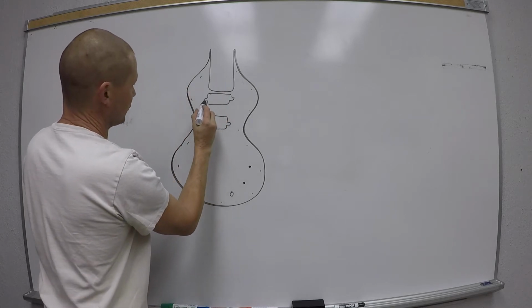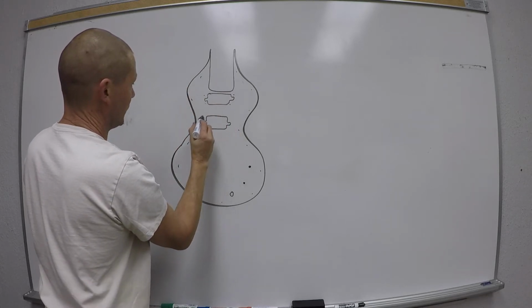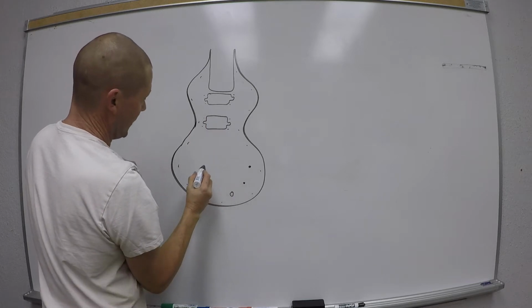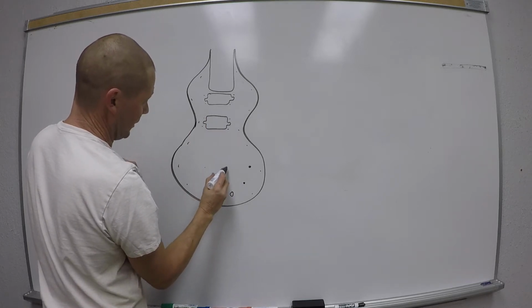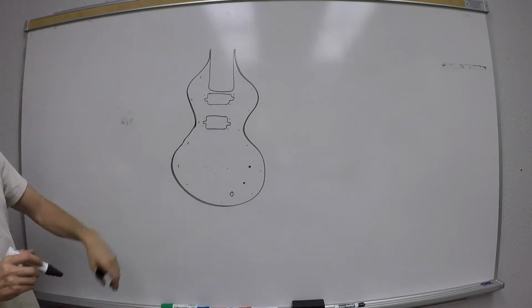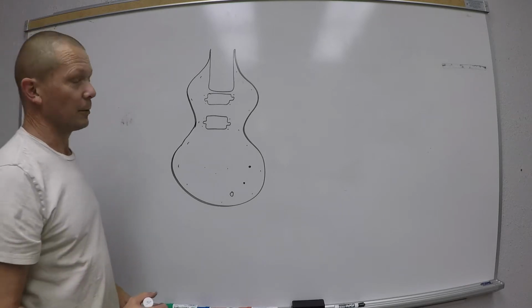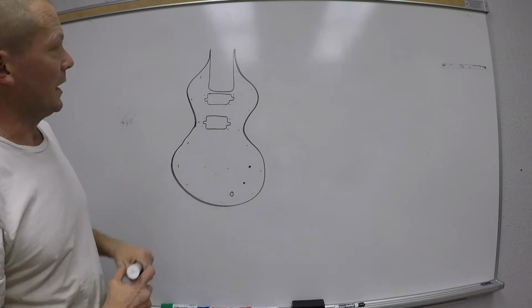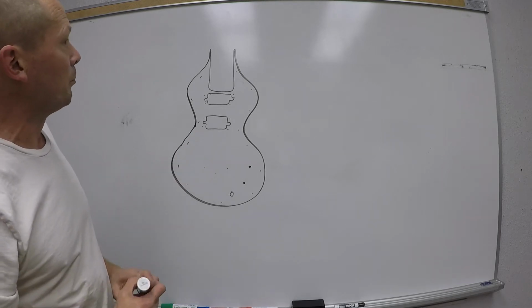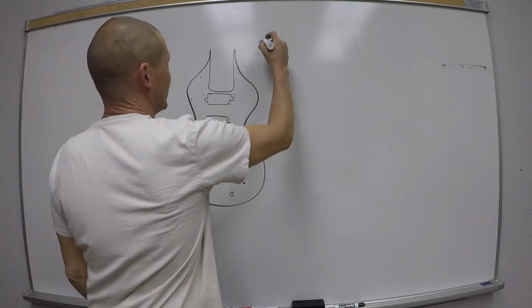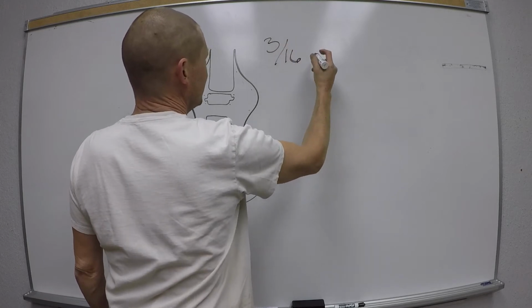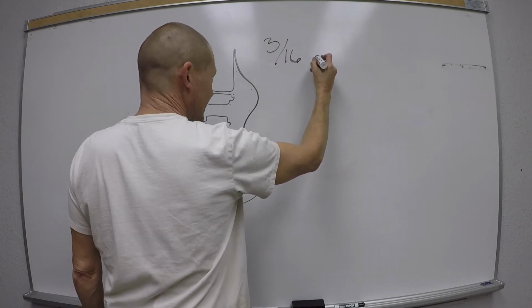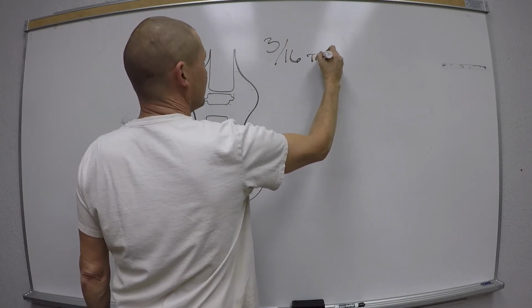It's got 4 holes here, and then it has 3 holes for the bridge. Something like that. It's not at all what it looks like, but it's close enough. Okay. We're going to be making this out of a piece of aluminum plate that's 3/16 thick.